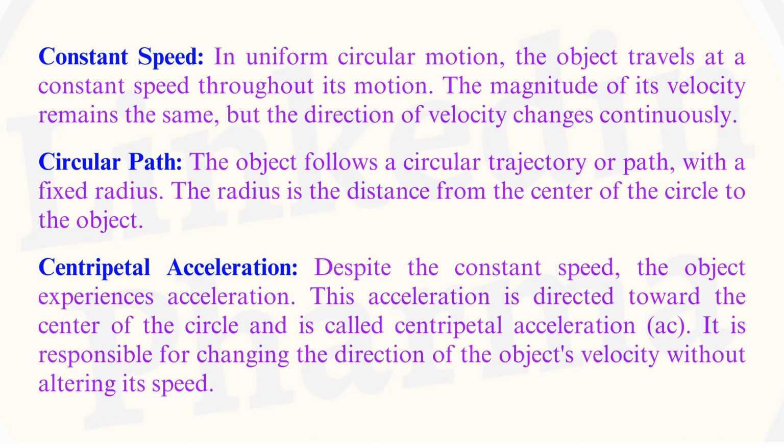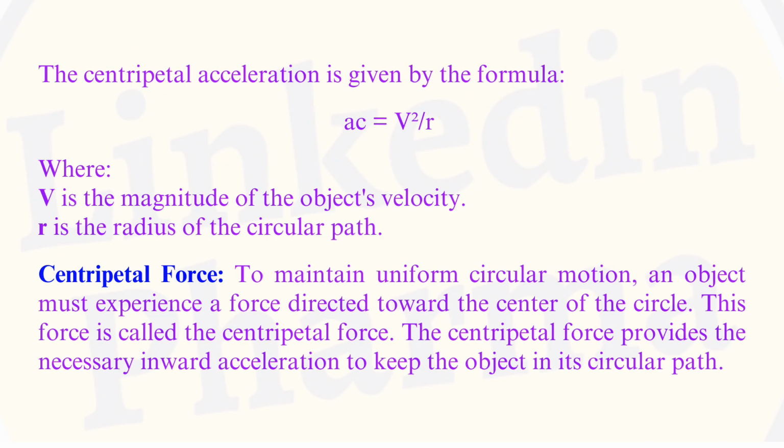Centripetal acceleration. Despite the constant speed, the object experiences acceleration. This acceleration is directed toward the center of the circle and is called centripetal acceleration, a_c. It is responsible for changing the direction of the object's velocity without altering its speed. The centripetal acceleration is given by the formula a_c equals v squared by r, where v is the magnitude of the object's velocity, and r is the radius of the circular path.